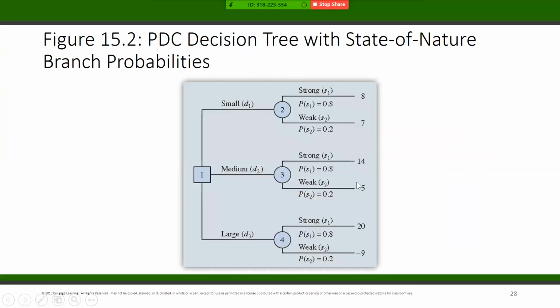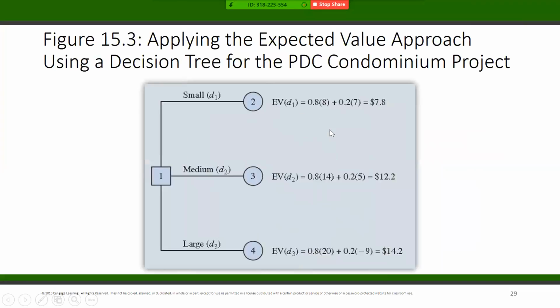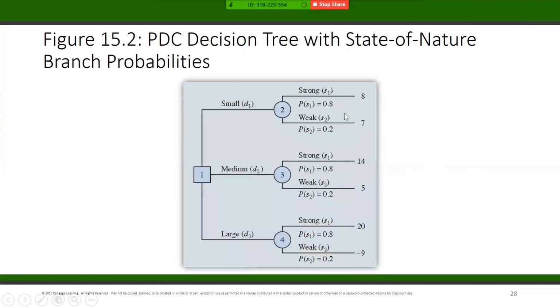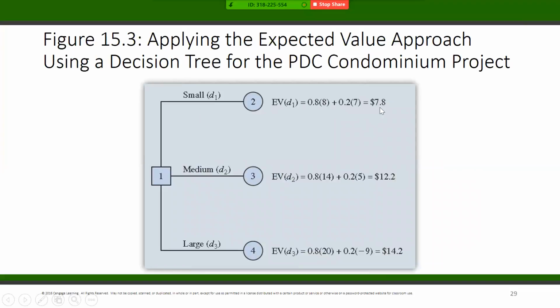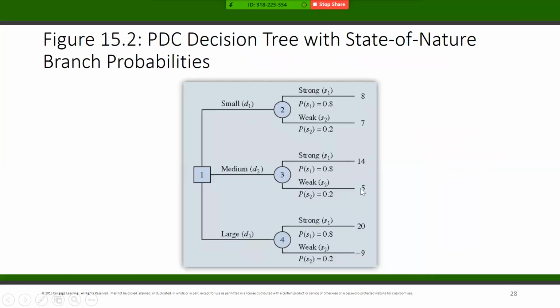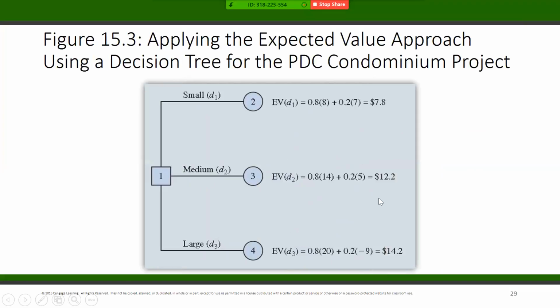Now we're back over here to our decision tree, and what we're doing is putting probabilities in here. We have the probabilities for each of our states. Strong state gets a probability of 0.8, weak state gets a probability of 0.2. We multiply 0.8 times 8, and then add 0.2 times 7, and that will give us the expected value here for the small, which is 7.8. Then we do the same thing for this one, except we use the 14 and 5, and then the 20 and -9, and we can see all our different expected values.